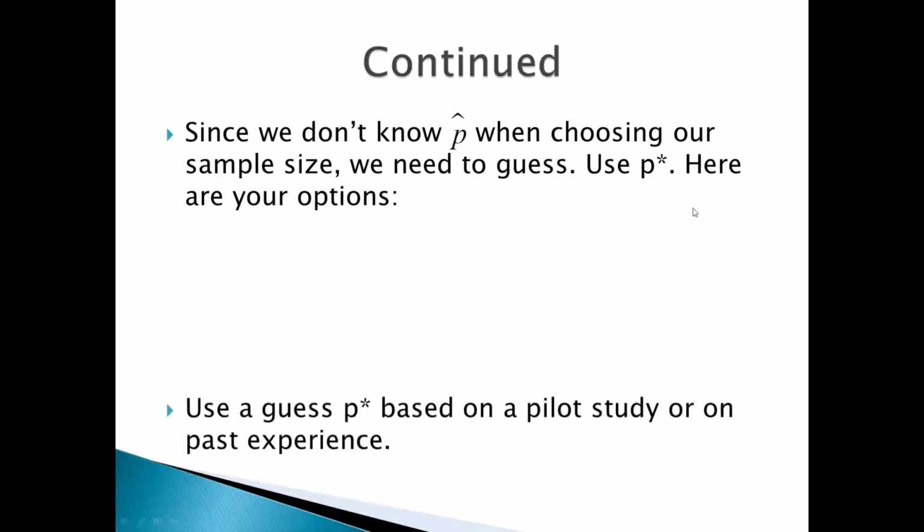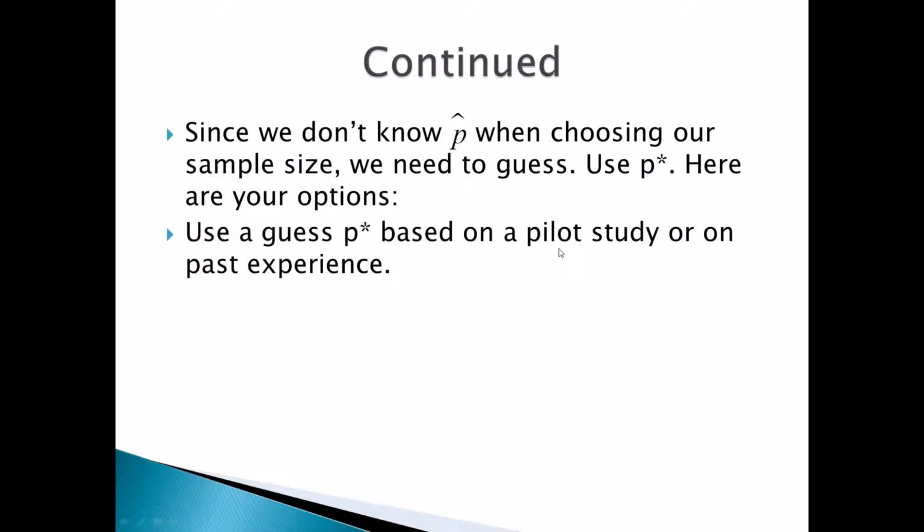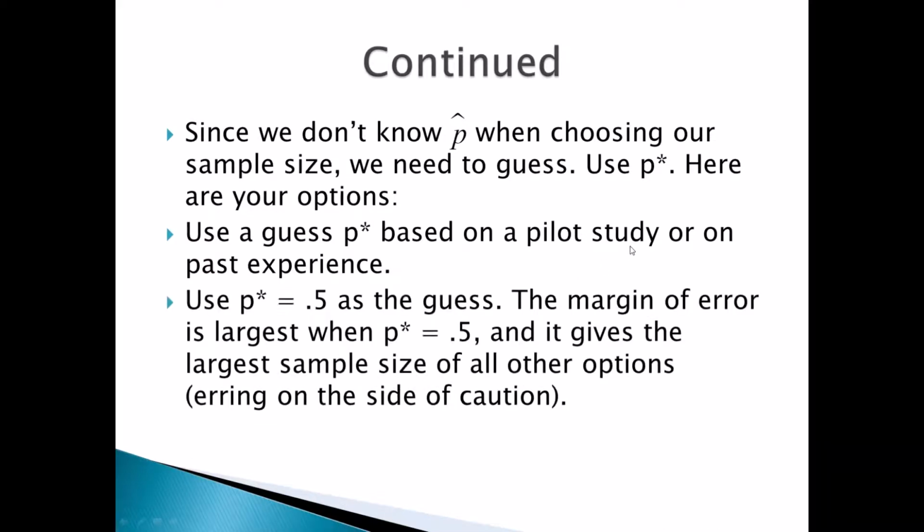We have two options. You can use a p star based on a pilot study. Now, a pilot study is just a little quick study that you do that is really just a small variant of your actual research, designed just to see how this whole thing is going to behave. So it's going to be based on a pilot study or on some value that you've seen in the past. Or if you don't have any reference to a pilot study or past experience, you use 0.5 as a guess. The reason you do that is because the margin of error is largest when p star equals 0.5.